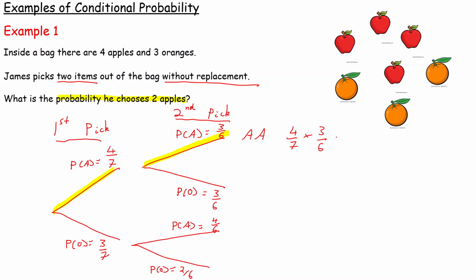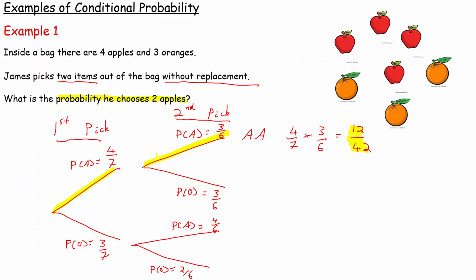Okay, and multiplying fractions, we're doing 4 times 3, which is 12, 7 times 6, which is 42. And with probability, you don't need to simplify. It is the one topic at GCSE maths where you can leave your fractions unsimplified, and that is absolutely fine. So that there is our answer as a fraction. The probability he chooses 2 apples is 12 out of 42.